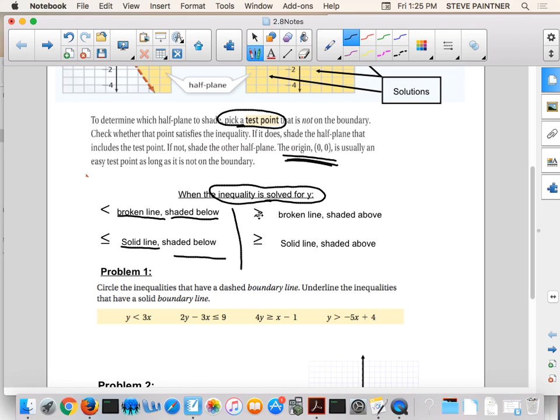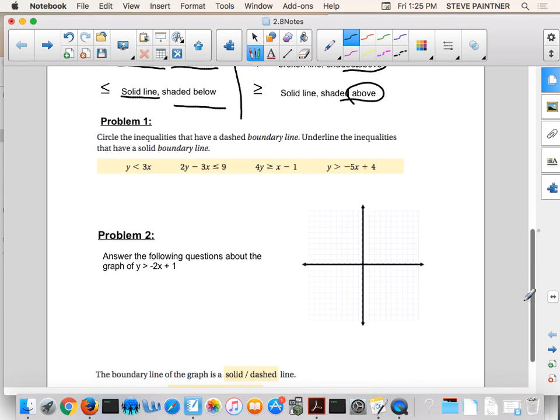Greater than, shade where? Above. Greater than or equal, shade where? Above. I mean, that's how easy it is. Broken when there's no equal, and solid when there is an equal. Okay? Again, Mrs. McWilliams and Salentine and all your Algebra 1 teachers, they hammered that in your head. Do you remember this? I hope so.